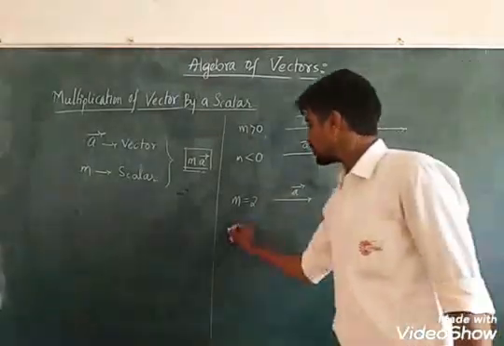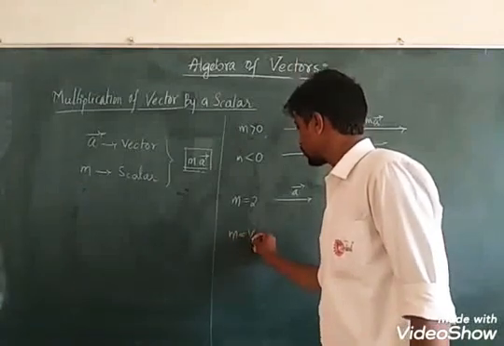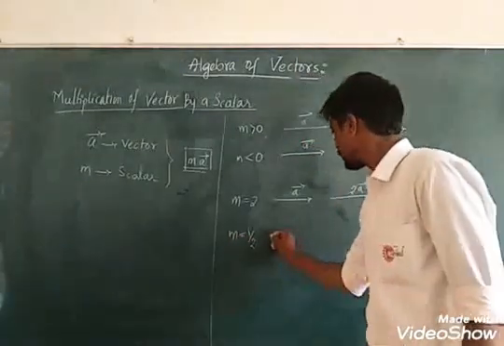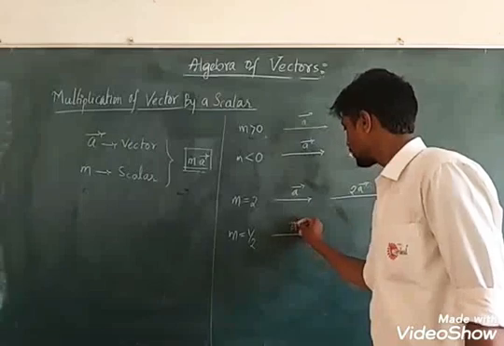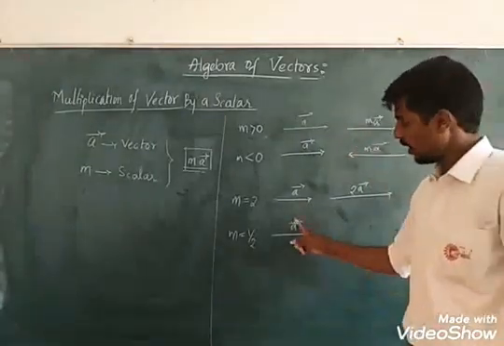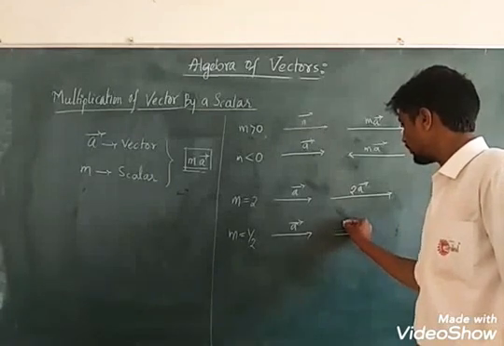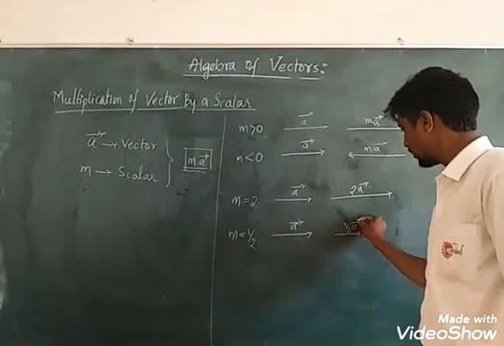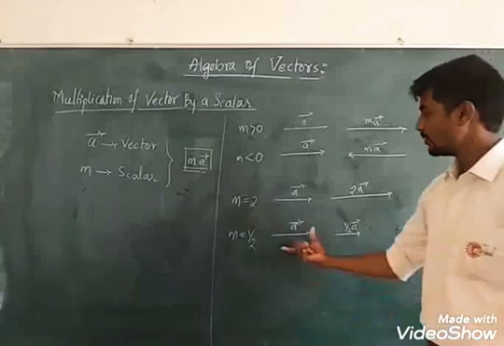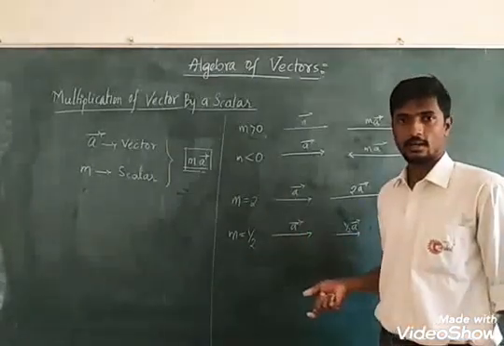Now M is equal to 1 by 2, half of the vector. This is the vector we have. Half of the vector means half of this value. So this should be half of the vector A here, which means the magnitude of this vector is reduced.